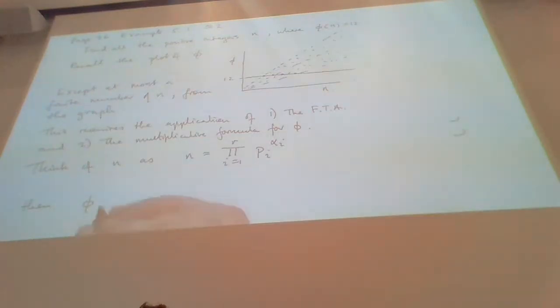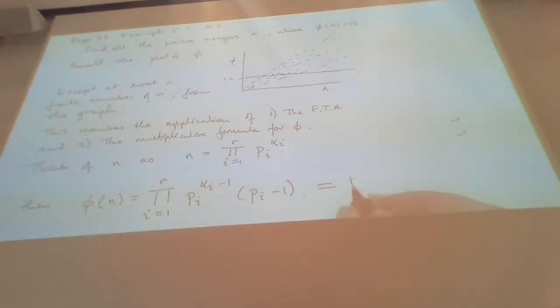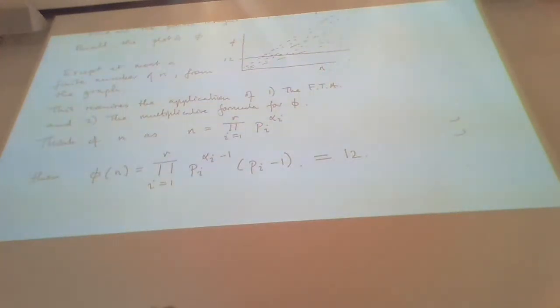Now we're trying to solve phi of n equals 12, so we apply the multiplicative formula, and you should be almost able to do that in your sleep now. That's the multiplicative formula, and we put an equals 12 at the end of it, and then we solve it. Okay, so it looks even easier now. Just solve that equation. Solve it for n.